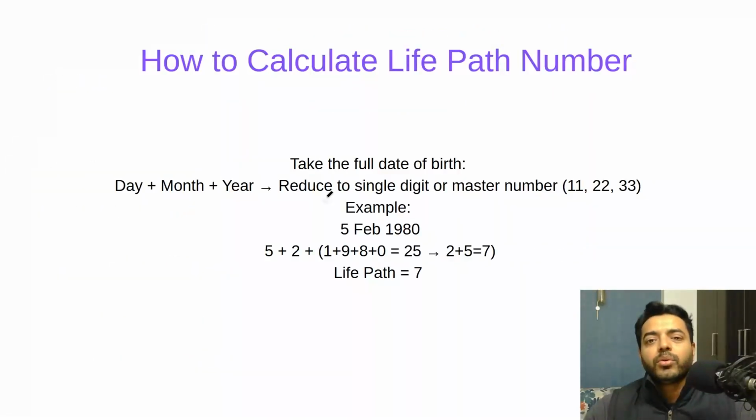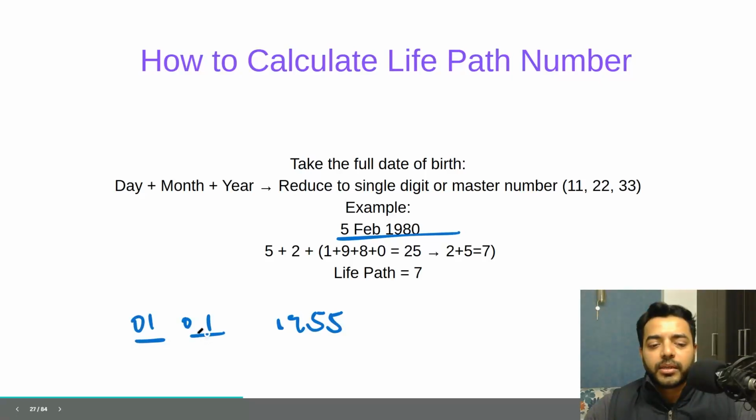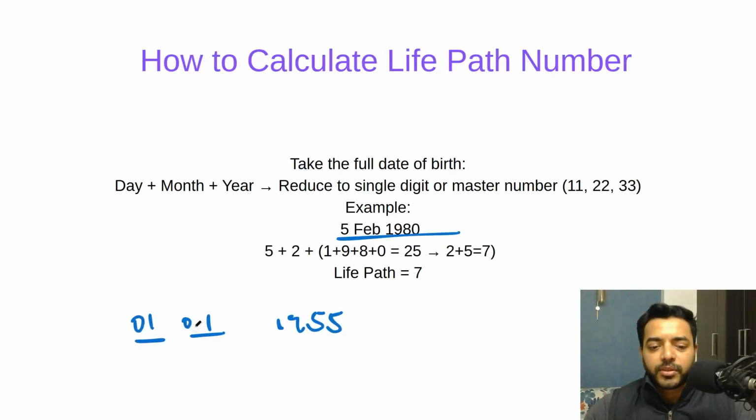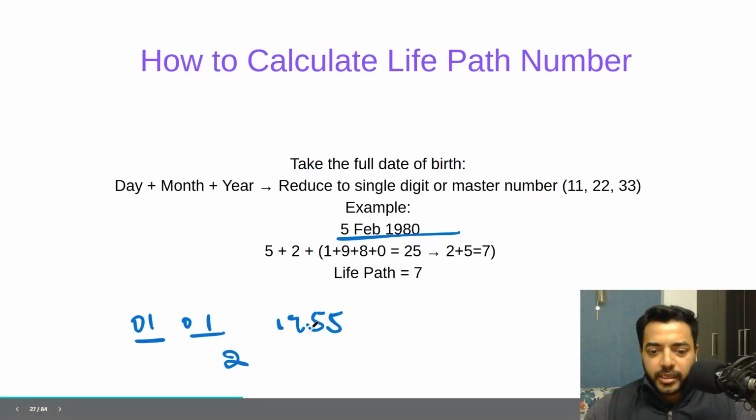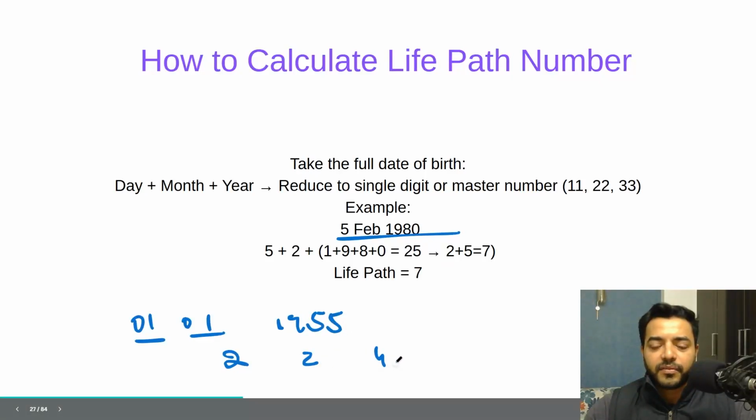And how do you calculate the life path number? It's very simple. Just pick out your date. Let's say your date is 01/01/1955. Okay. So you say 01 plus 01: 0 plus 1 is 1, 1 plus 0 is 1, 1 plus 1 is 2. So you have 2 here. And here if you add, you have 1 plus 9 is 10, 10 plus 5 is 15, that's 1 plus 5 is 6. So 2 plus 6 at the end you will get 8.